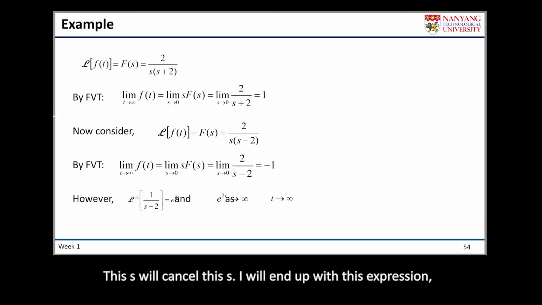This s will cancel this s. I will end up with this expression, the limit as s goes to 0 of 2 divided by s plus 2, which is equal to 1. So this f(t) will have a final value of 1. Let's take a second example now.